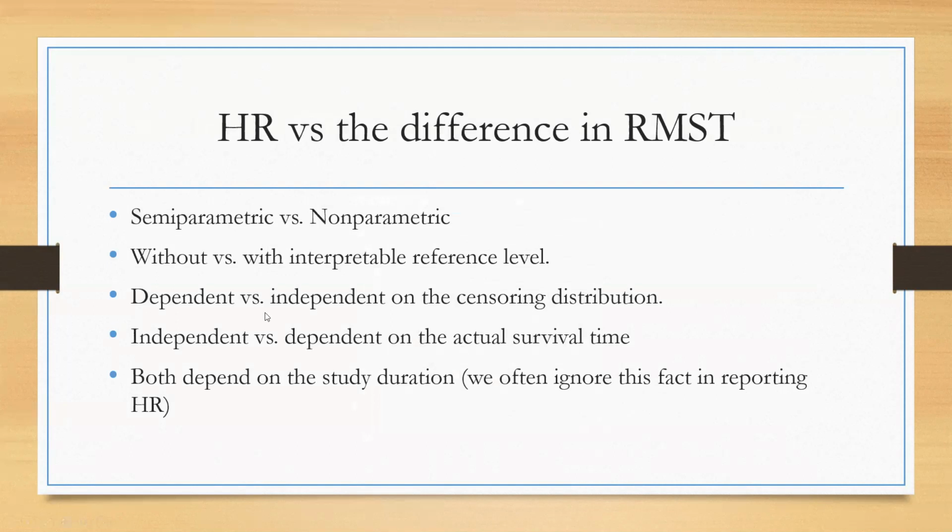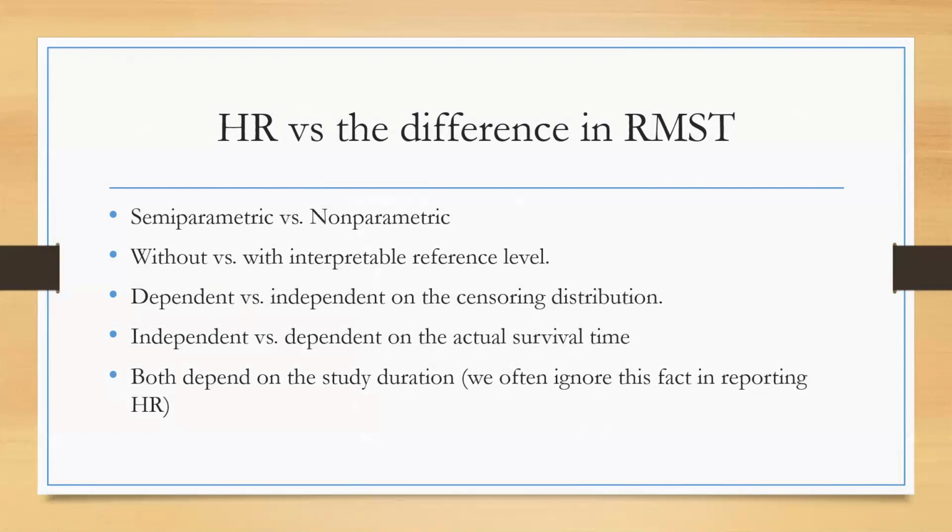And the hazard ratio oftentimes does not provide a reference hazard function, right? With the difference in RMST, we can provide an interpretable reference level. We can talk about the RMST increasing from 2 years to 3 years, right? The 2 years in the control arm would serve as the reference level. So you know how much your gain is compared with the reference level.